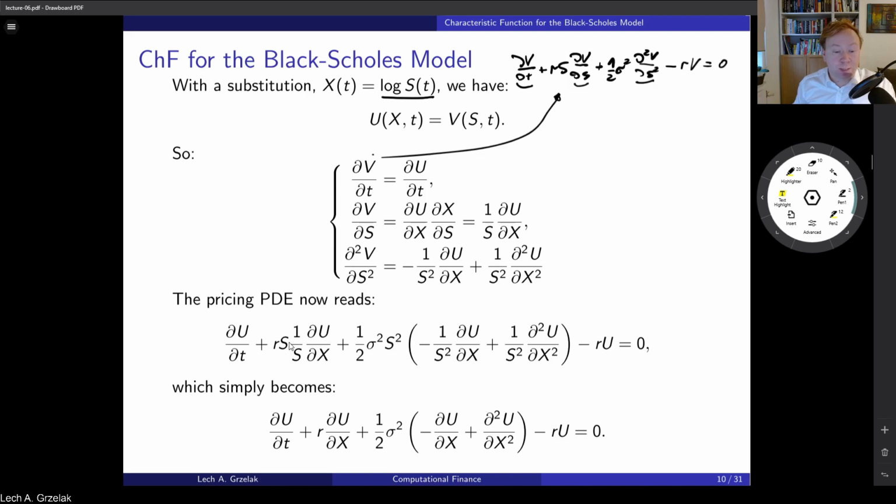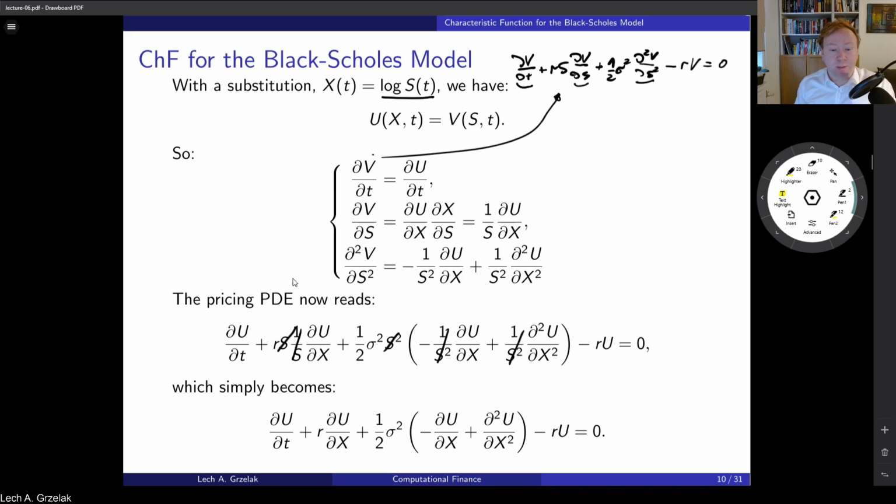As we can see easily, many terms will cancel out, so this s 1 over s is gone, s squared here is also gone, and this is gone too. So right now, it simply becomes that our partial differential equation does not depend anymore explicitly. We don't have any terms of x or s in front of partial derivatives. So as you can see, log transformation essentially simplified our PDE. This is why it's so powerful.